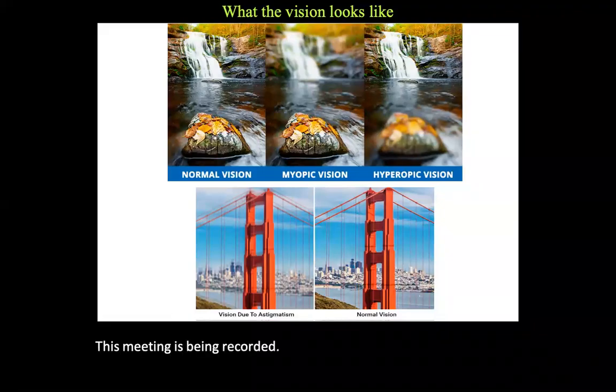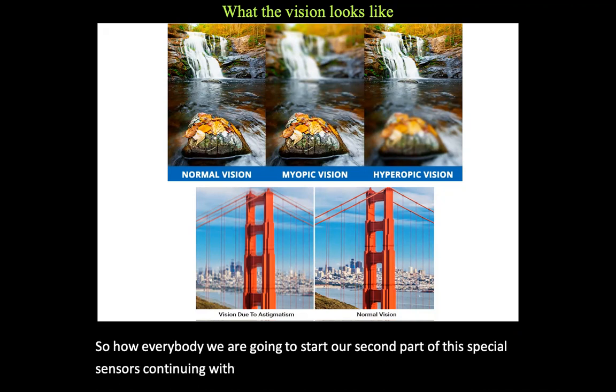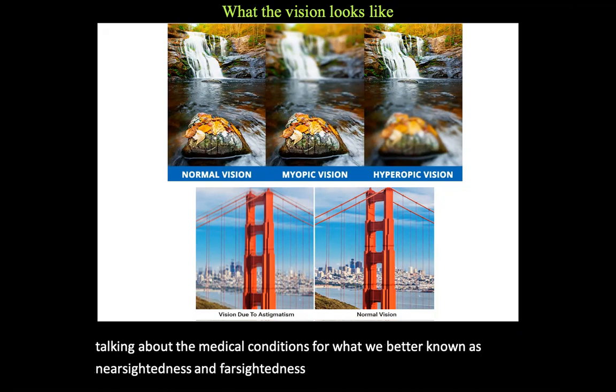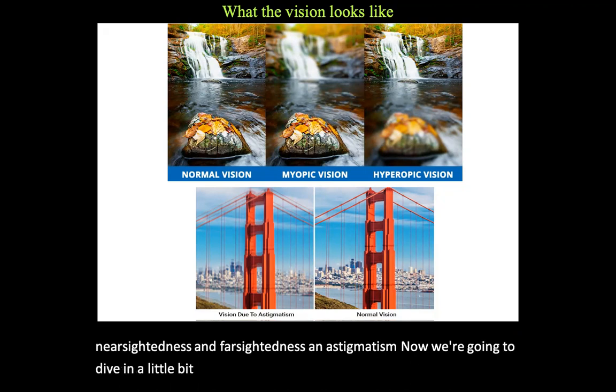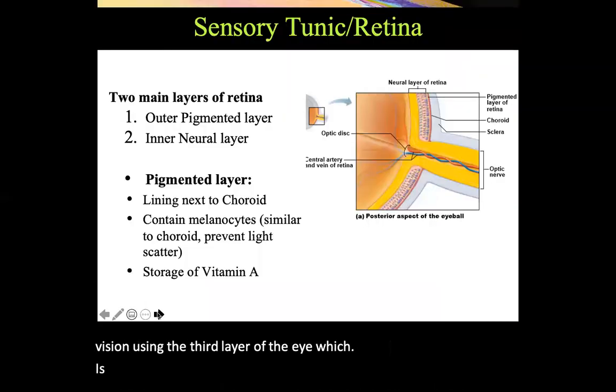So, hi everybody. We are going to start our second part of the special senses, continuing with the sense of vision. We stopped last time talking about the medical conditions better known as nearsightedness, farsightedness and astigmatism. Now we are going to dive a little bit deeper and talk about how your eye actually creates vision using the third layer of the eye, which is identified as the retina or your sensory tunic.